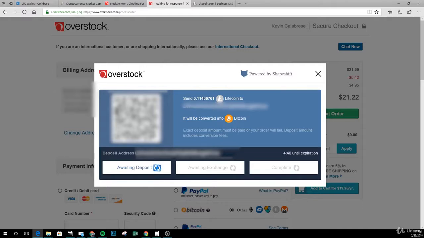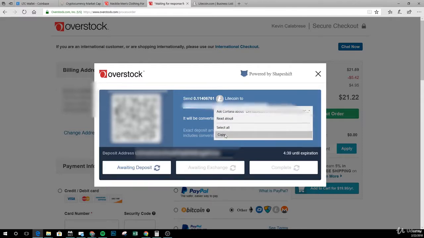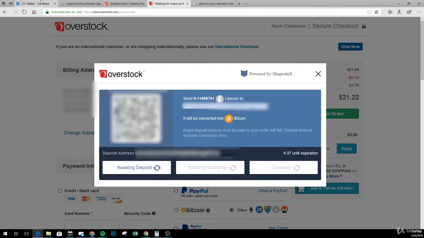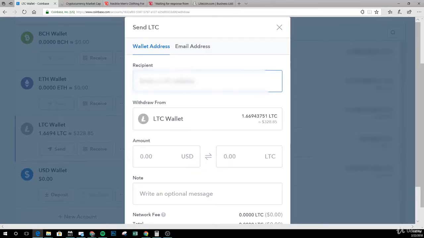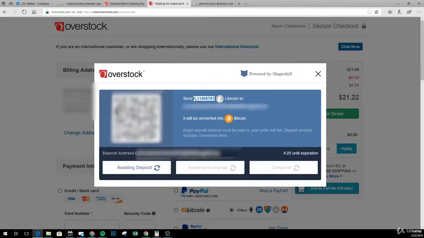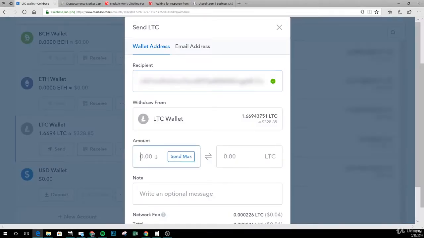Okay, so after I submitted the return address, now we have a new thing up here. It says send 0.11406716 Litecoin to this address. So we're going to copy that address, and then we're going to go over to the Litecoin wallet. Once again, we're going to hit on send. We're going to paste that address in there, and then we're going to go back here and copy this amount. So we're going to copy that amount of Litecoin, and then we're going to paste it in there. You can see that translates right over to the amount of US dollars that I was expecting to spend on this transaction.